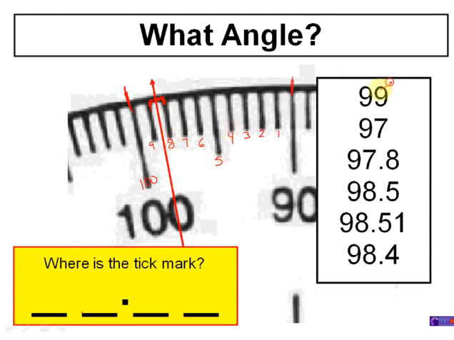So it's definitely going to be 98. Well, it can't be this one. Can't be 99. Can't be 97. Can't be 97.8. Can't be 90. Well, actually, I take that back, because 98.4 could be an answer. Alright, that could be an answer. And 98.5 could be an answer as well.